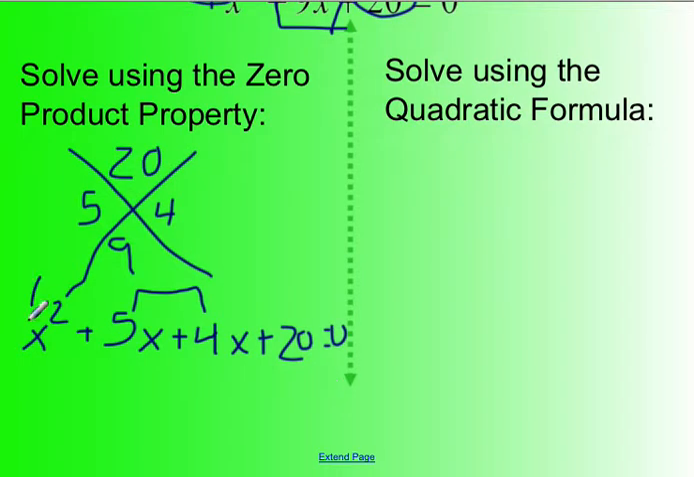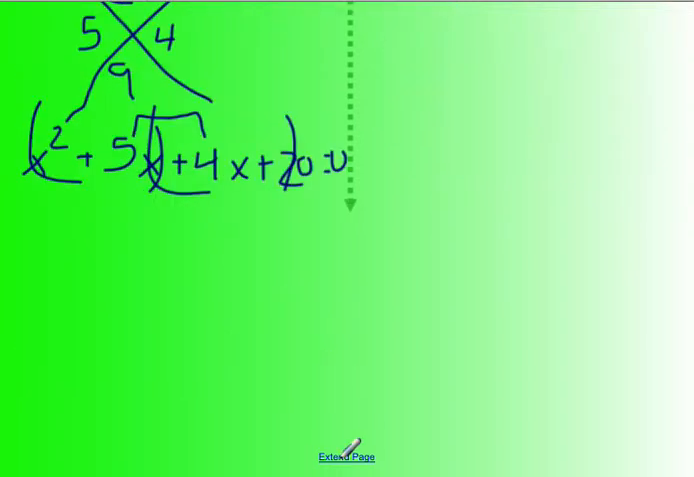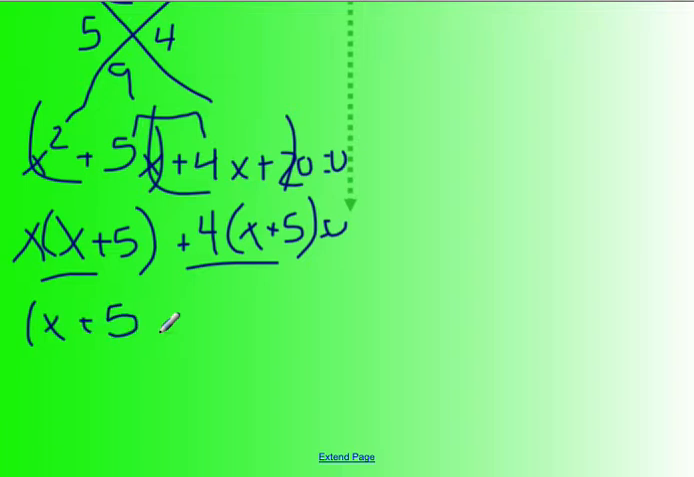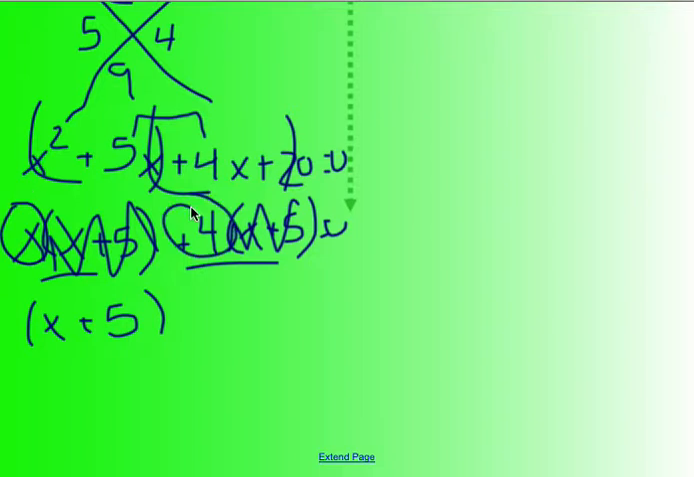Now I'm going to factor this by grouping. Out of my first group, I can take out an x, and when I divide each term by x, I'm left with x plus 5. Out of my second group, I can take out a 4, and then I'm left with x plus 5. So I can factor out x plus 5 because those are matching. Now in my other parenthesis is what was left on the outside, which is x plus 4. So that's the factoring part.